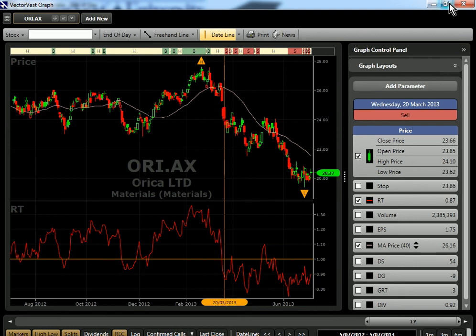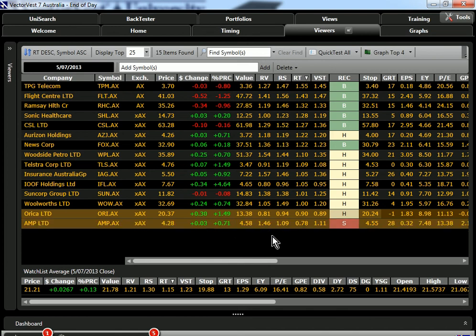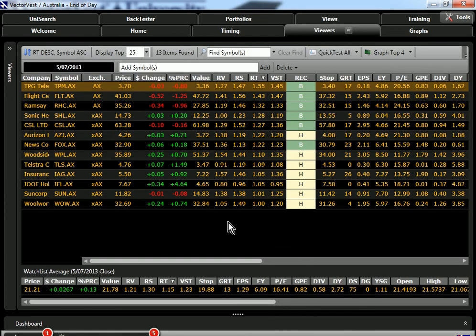I'll close out of that graph. So again, what you want to start to do is resort your watch list by relative timing. Take a look at the bottom stocks in that list that have an RT of below 1 and work your way up from there. And after you identify that those are the stocks that may be weighing your portfolio down, you need to get rid of them and replace them with top VST stocks with better fundamentals that, most importantly, are rising in price.